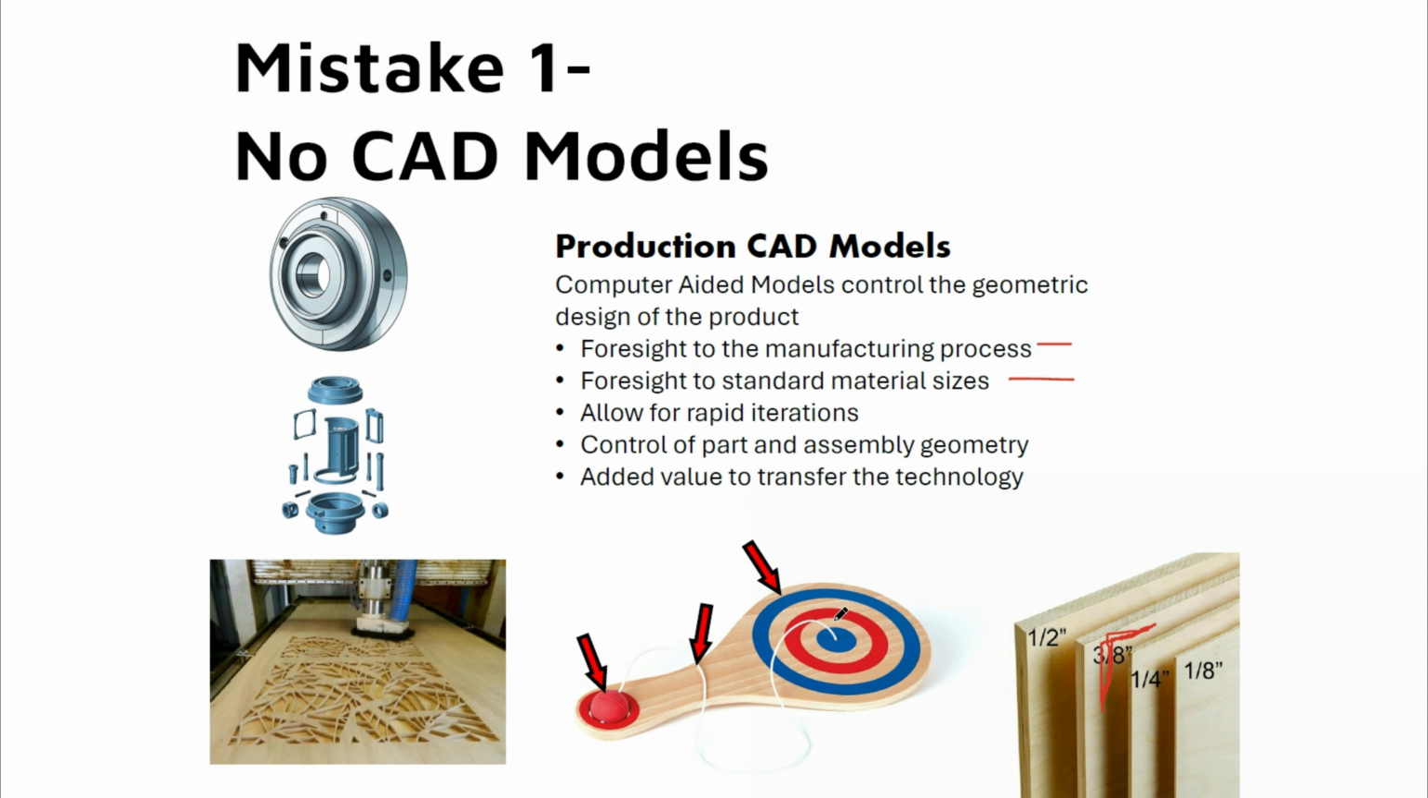So if you have a CAD model, it gives you insight into the manufacturing and raw materials, and that can help feed you some information on which direction you want to take your design. And it allows for rapid iteration. So if you want to try prototyping a 1/2 inch, 3/8 inch, or a 1/4 inch to see which one works best, with the CAD model, you can iterate those pretty quickly by changing a simple dimension. And in general, it gives you control over your parts and the assembly geometry.